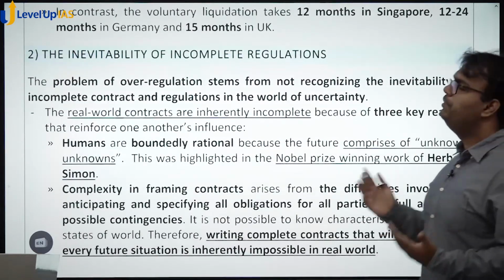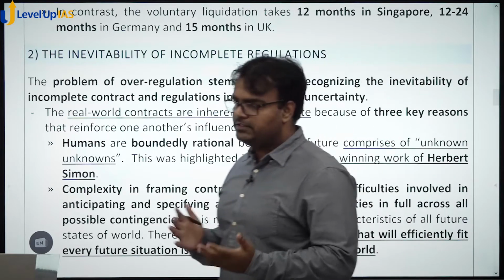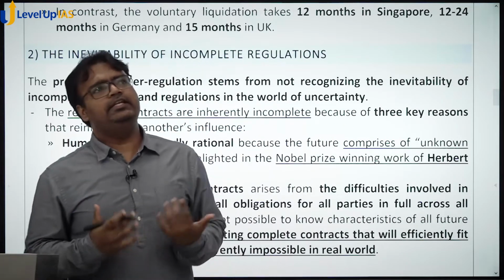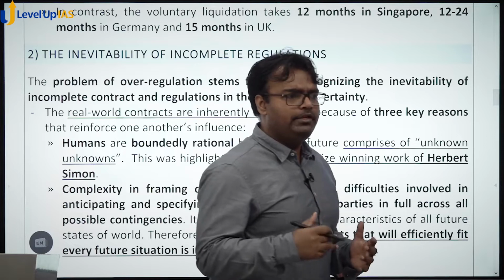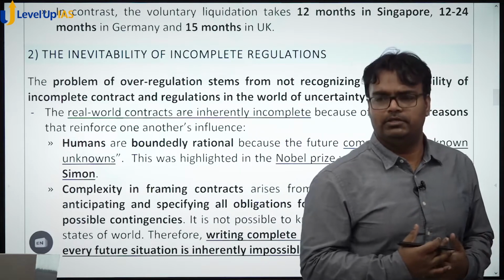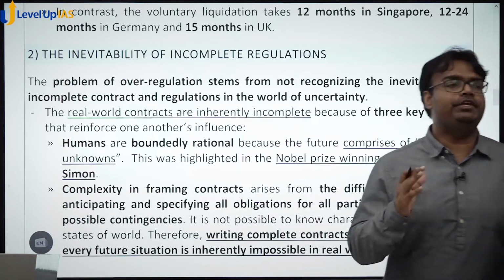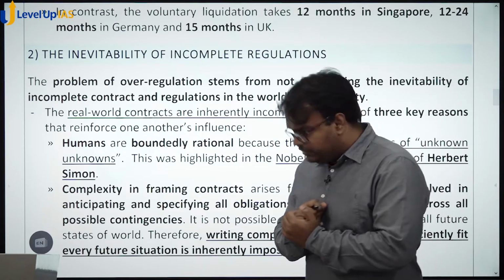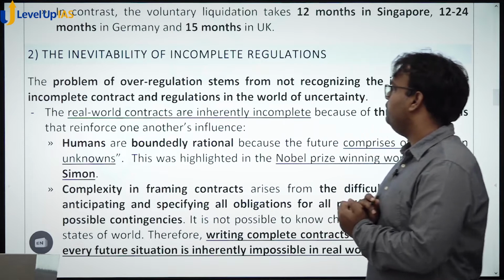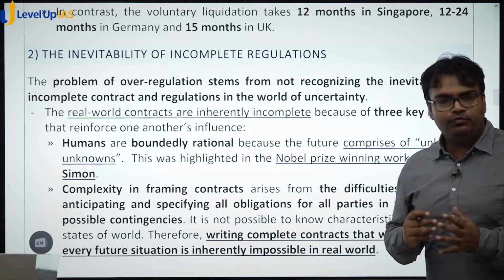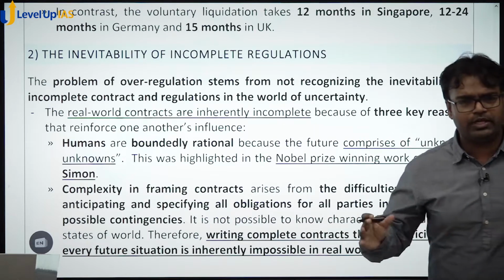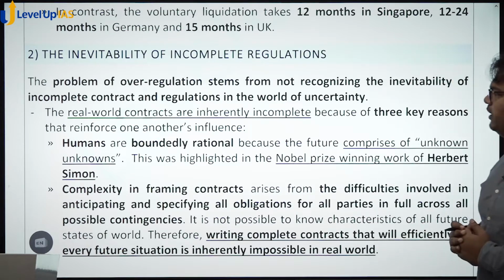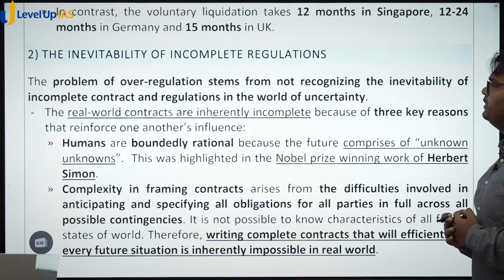Now come to the inevitability of incomplete regulation. Let's understand this. What is incomplete regulation and why are incomplete regulations inevitable? What is this inevitability of incomplete regulations? Let's understand this. See, we are saying that we are going for over regulation. That's why so much time is happening, so much time is there.